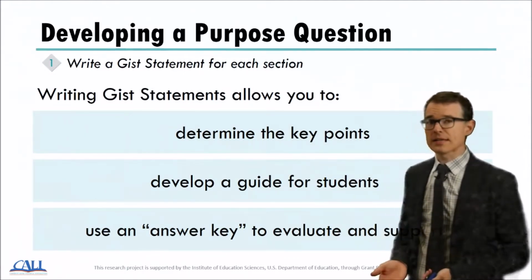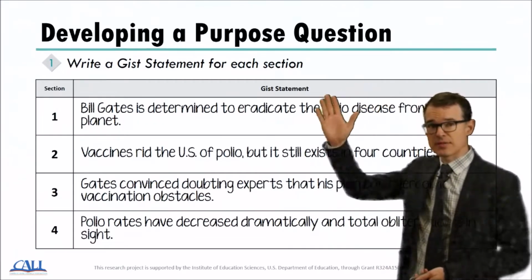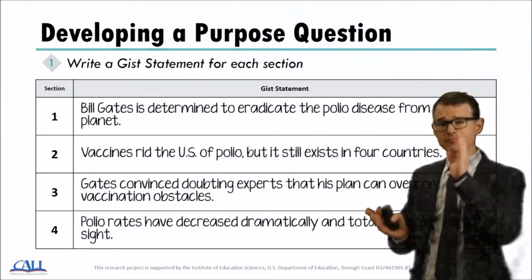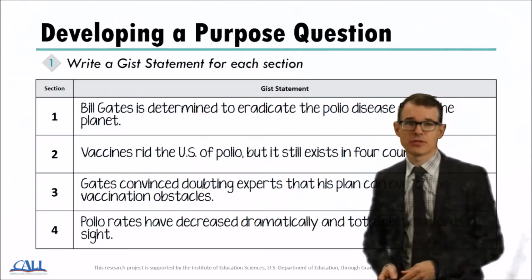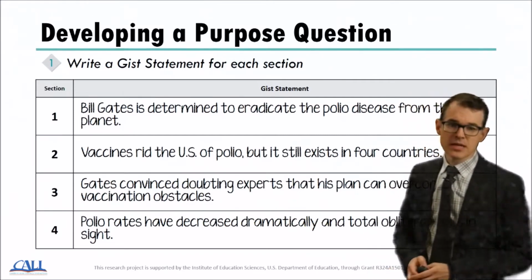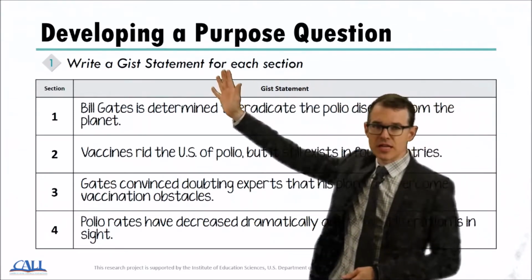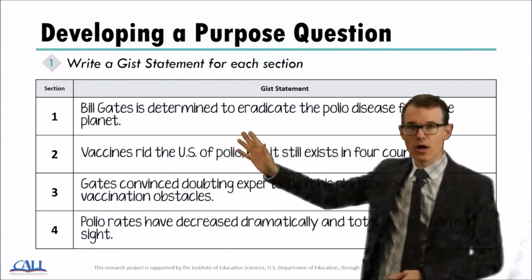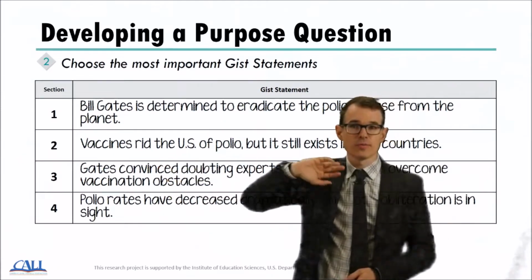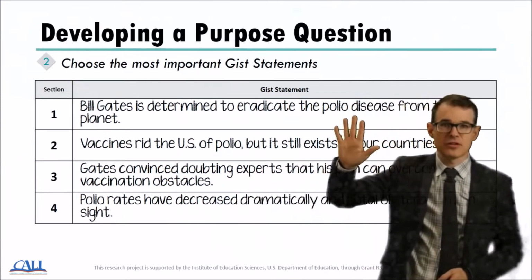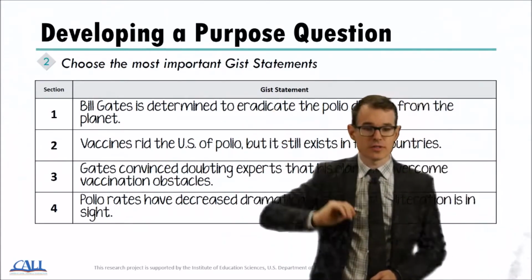So what I've got here on the next slide is the gist statements that I've come up with for the text, that you hopefully came up with for the text. Hopefully your 3 and 4 are pretty similar to the ones that I've written here on the screen. So those are the gist statements that we've written. So we've done step 1 of developing the purpose question. The second step then is to choose the most important of these gist statements to figure out which of those we're going to focus on.